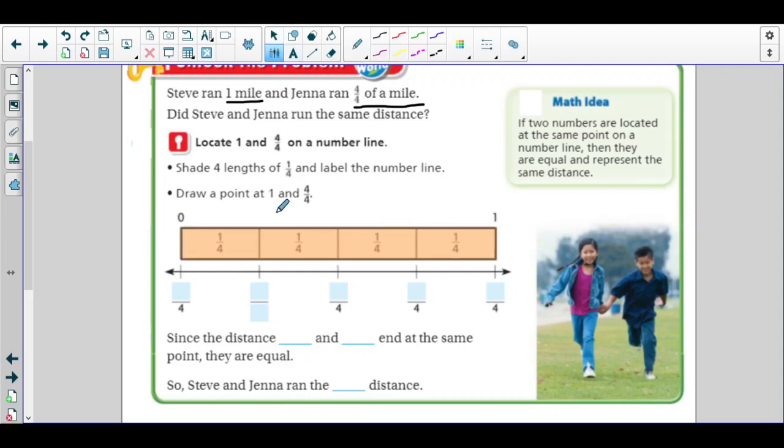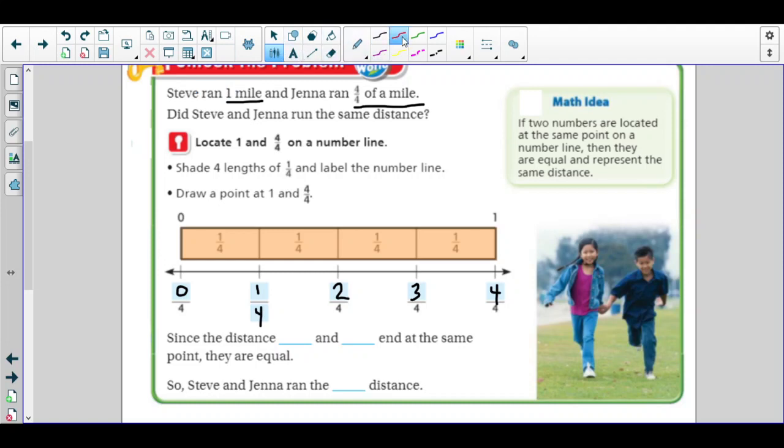And then let's get this labeled right here. So that's 0/4, 1/4, 2/4, 3/4, 4/4. So now we need to draw a point at 1. All right, that is what Steve ran.